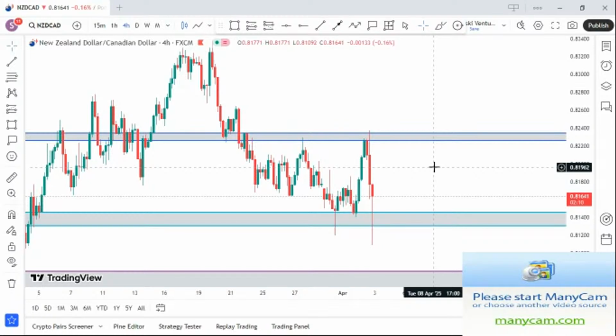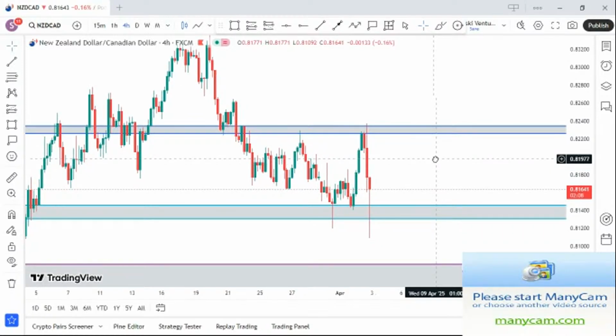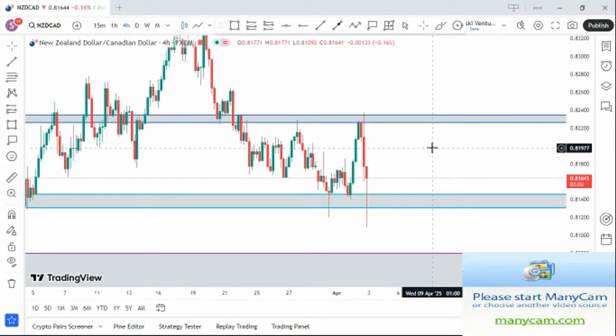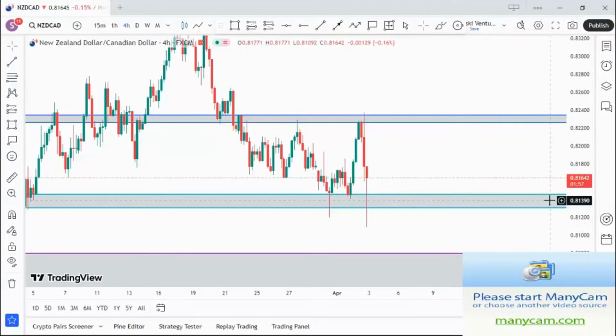Good morning, everyone. So let's just do a quick breakdown before we take the setup. This is NZD CAD, and I can see a very nice setup here. But we have about 2 minutes to close. So if this candle closes in about 2 minutes, then we take the trade. But before that, let me take you through and let's see how we take this setup.